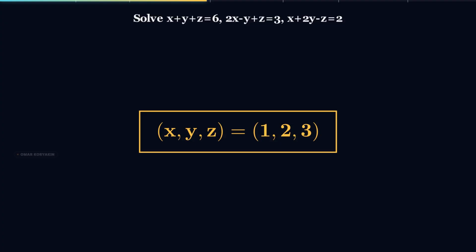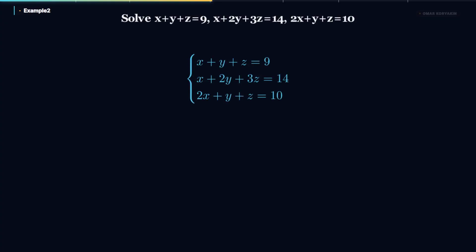Three-variable systems appear constantly in real-world problems with three balanced quantities, three competing constraints, or three unknown parameters in a three-equation model. Here is a second worked example to lock in the procedure on a slightly different system. Solve: equation 1 is x plus y plus z equals 9. Equation 2 is x plus 2y plus 3z equals 14. Equation 3 is 2x plus y plus z equals 10.